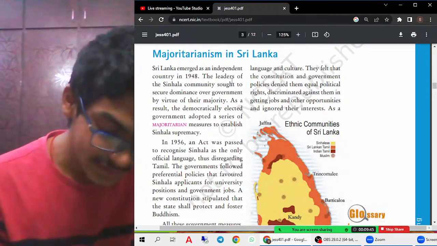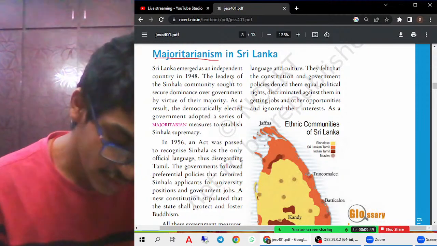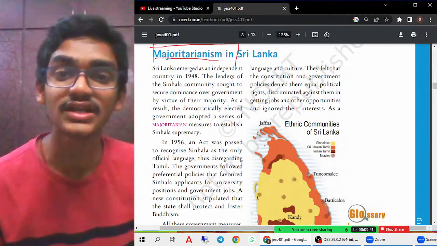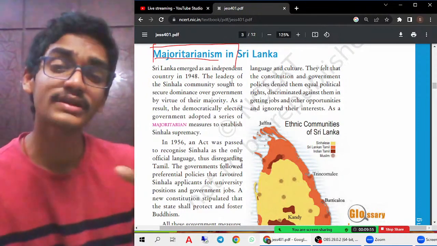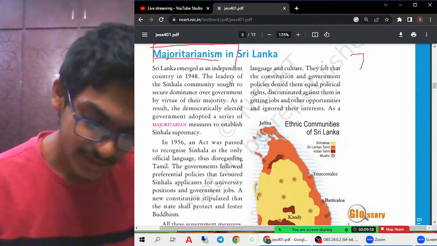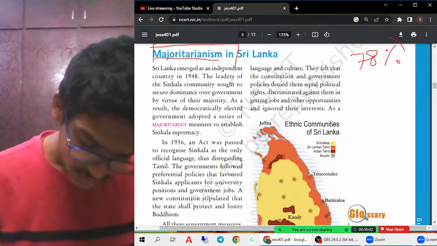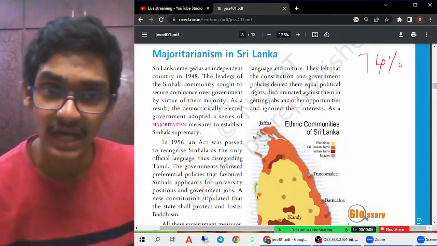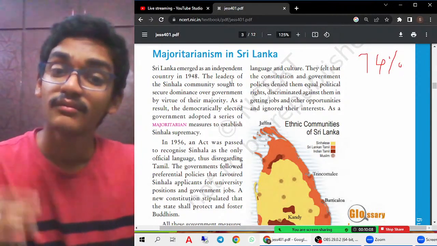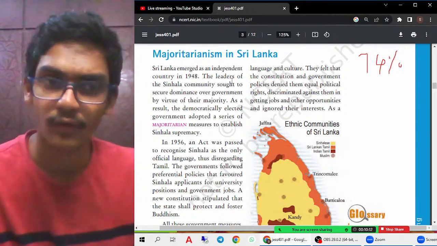So that kind of government, when a country is following it, is called majoritarianism. And Sri Lanka is following a majoritarian form of government. Why is it following majoritarianism? Because 74% of the people are speaking Sinhala. So they thought that the majority alone should rule over the minorities. Therefore, they formed the majoritarian form of government.